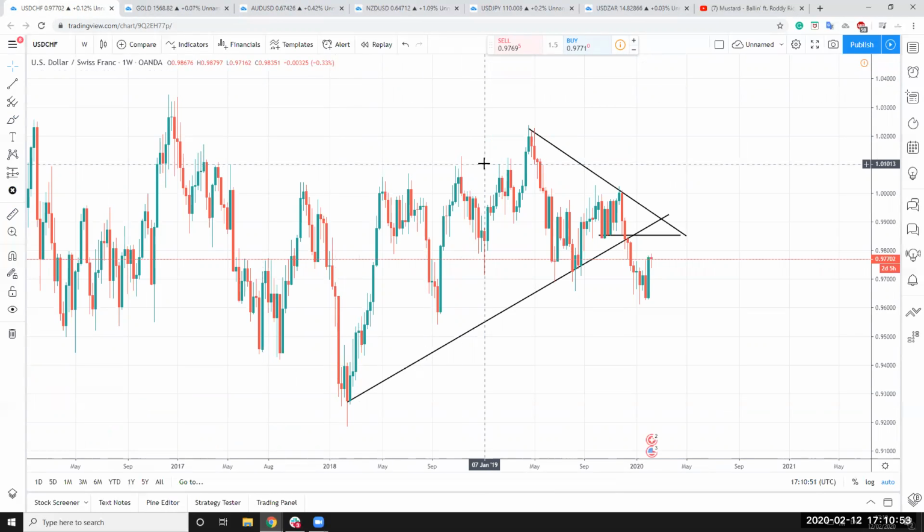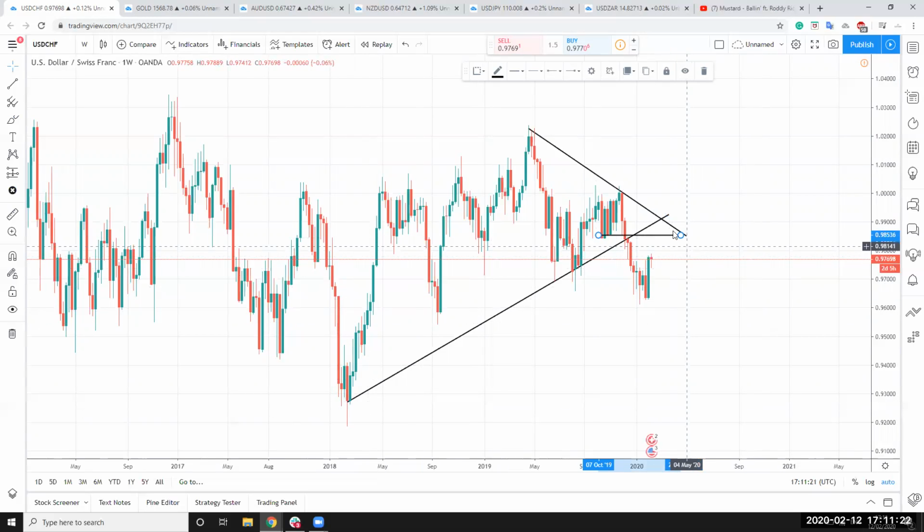USDCHF is pretty simple as well. We were in sell since 1.0. Last week's weekly candle closed very bullish, taking out a lot of highs from the previous month. For USDCHF, the last area that price broke was here, which happens to be a trend line retest, the downtrend trend line.